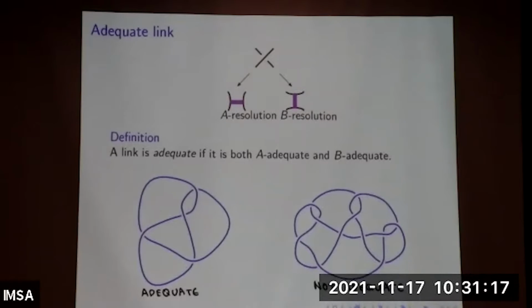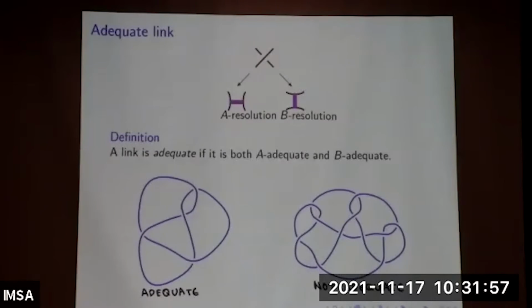Can you say that again? It's not if that diagram, but if there is some diagram. That's right. So a link is adequate if it's both A adequate and B adequate. For our purposes, we're going to require that the same diagram is both A and B adequate. You can also say that it has one diagram that is A adequate and another that is B adequate, but that's hard to prove. It's relevant if it has a certain type of diagram, like the minimal crossing diagram.